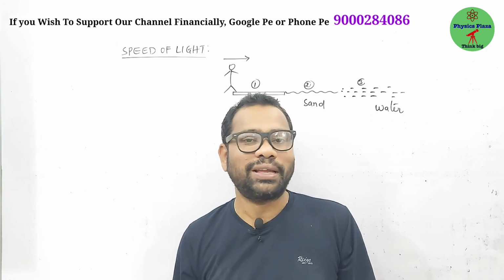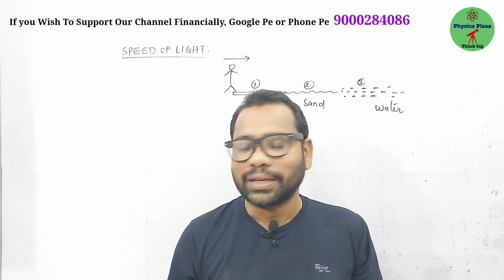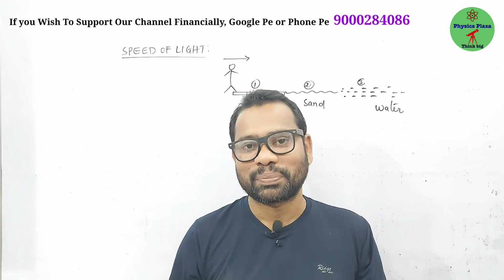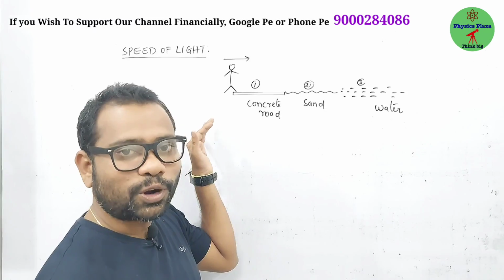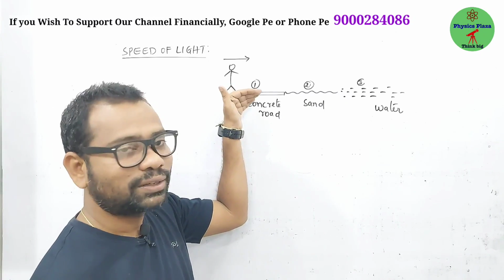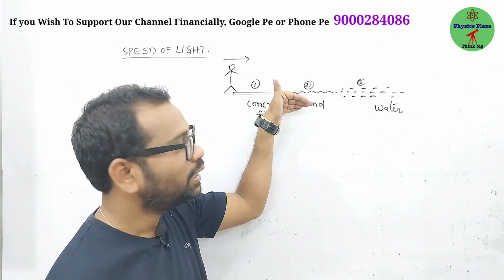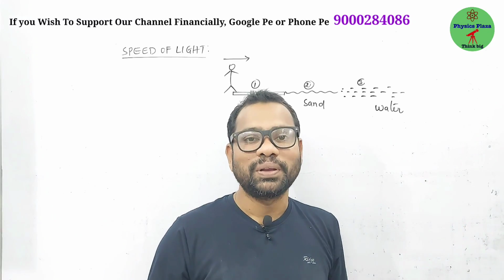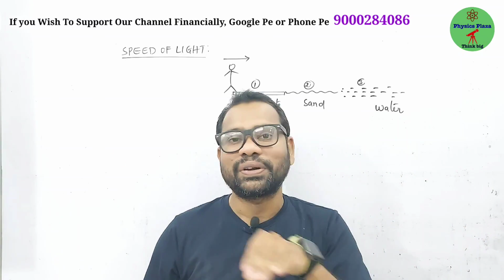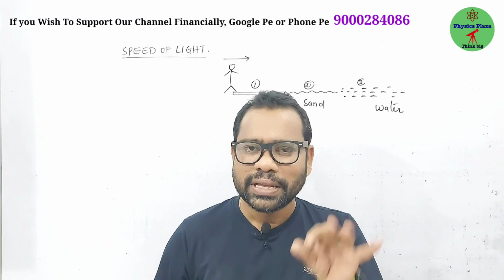You tell me, in general, dear children. So I think obviously no. Yes or no? On a concrete road, means a normal tar road, yes, he will move faster. In sand, he will slow down. In water, even more slowly. Because the nature of the road is different.